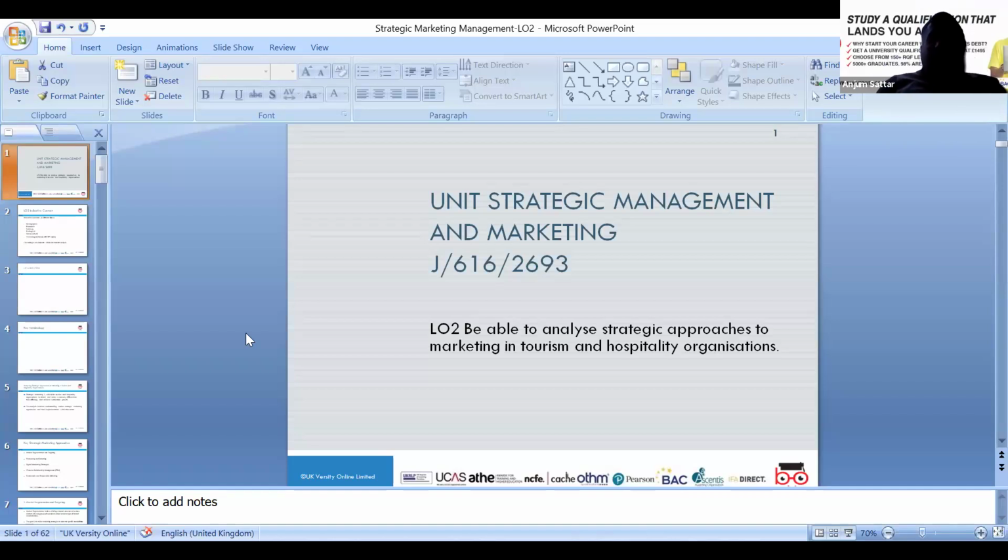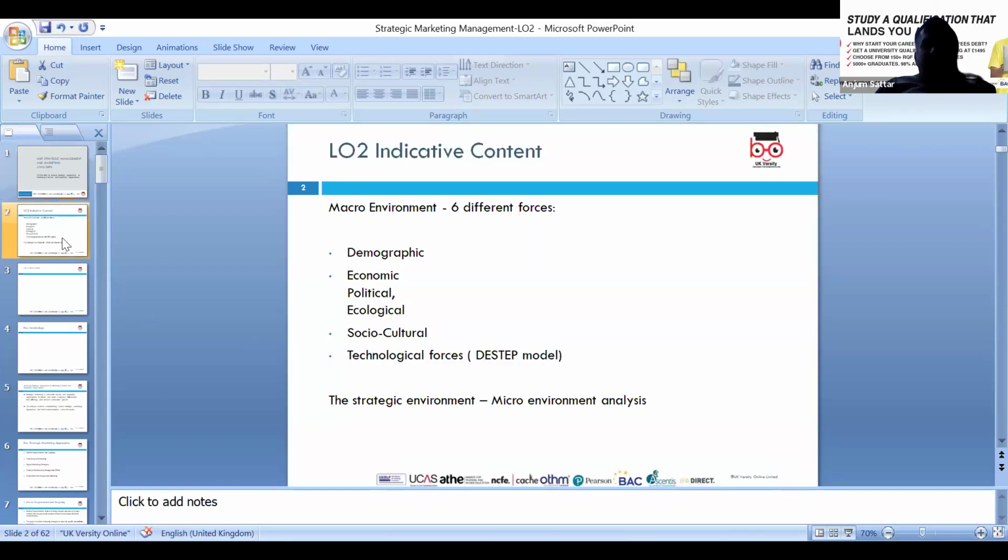Today's key focus will be LO2, which is to be able to analyze the strategic approaches to marketing in the tourism and hospitality industry, which is of course a very big industry. Looking around, the contribution to the economy, especially the UK economy, is based on services. Around 60% of UK GDP comes from just the service sector, so it's very important. And of course the environment really impacts the industry; policies, or any political or legislation change, can have a huge impact.